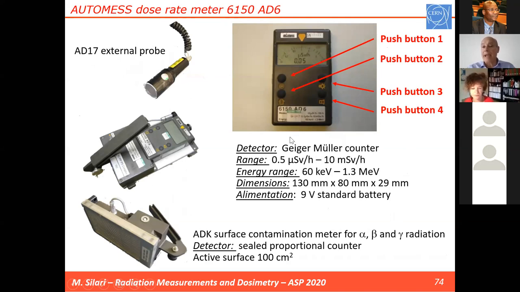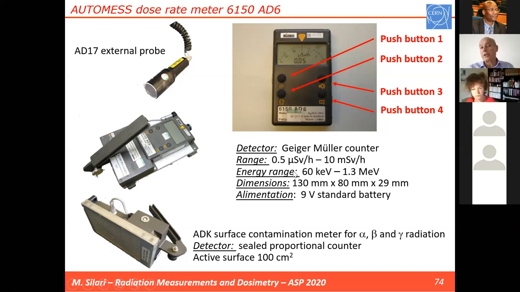So it's a Geiger. It will not discriminate photons of a certain energy from another. It will not discriminate gammas from betas. It will have a relatively low sensitivity, so it will not be able to discriminate a very weak source from background. The typical range given by the manufacturer is 0.5 microsievert per hour to 10 millisievert per hour. So you will still see weak sources, but you cannot really discriminate them from background.